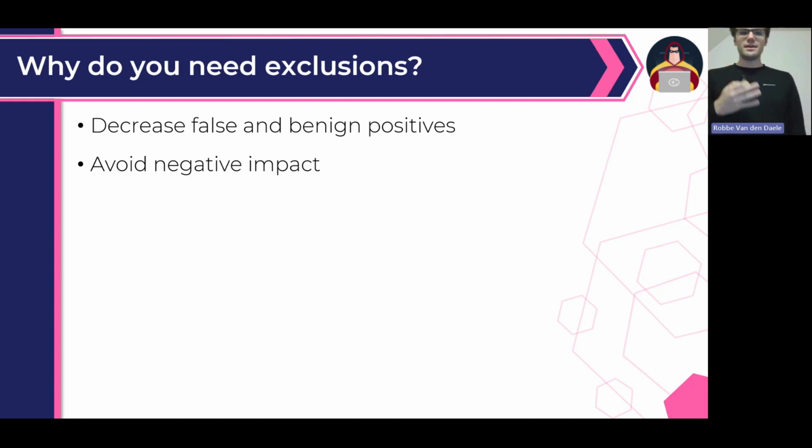One of them is to decrease the amount of false positives and benign positives we have. That's good for the SOC because then they are happy because they don't deal with alert fatigue. But also really important, avoiding negative impact. A false positive can have impact on a user or a device. For example, if there is an alert on Defender, it could be that an application is blocked. Well, we shouldn't want it to be blocked. So we really want to avoid business impact. So that's why exclusions are really important.